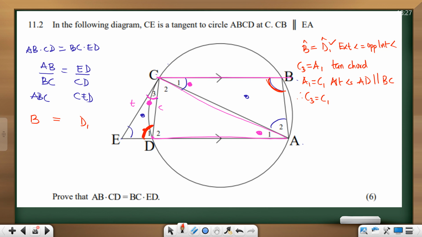So already I have this angle, this angle. You know what I would now say here? This is how I would write mine. I'll say, consider, just to help the examiner, triangle CED and triangle CBA.